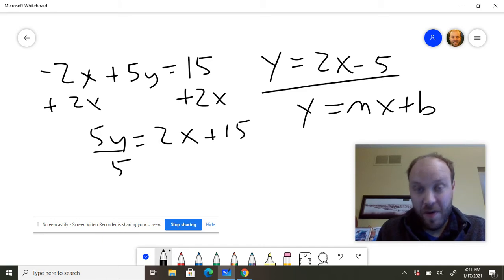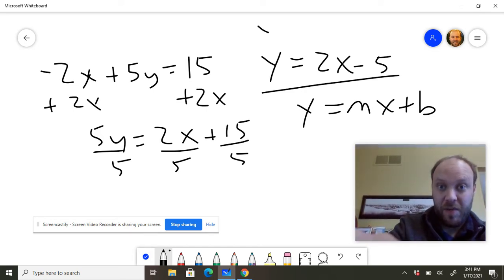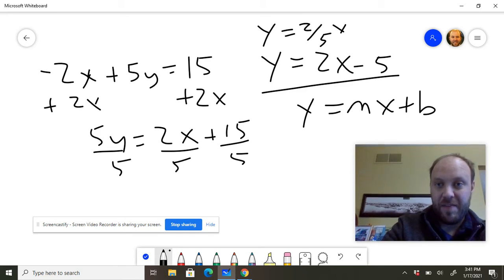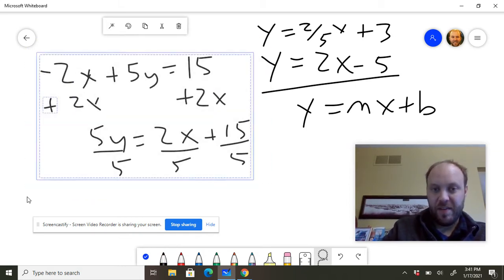And remember, when an equation gets divided by 5, you can't just divide part of the equation by 5. Everything has to get divided by 5. So that equation is going to end up being y equals, the slope there is going to be 2/5. Remember, 2x over 5 is the same thing as 2/5 x. 15 divided by 5 is 3. And those are our two equations. Okay. Now, graphing these should be relatively easy. Hopefully that's something you did a lot in Algebra 1.